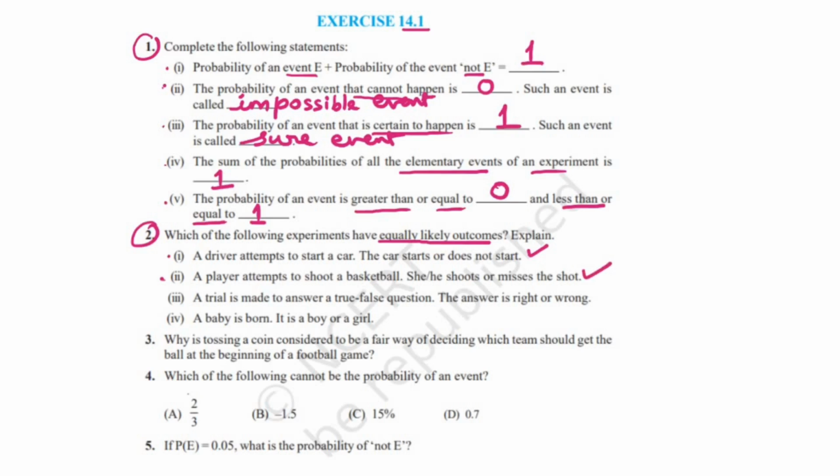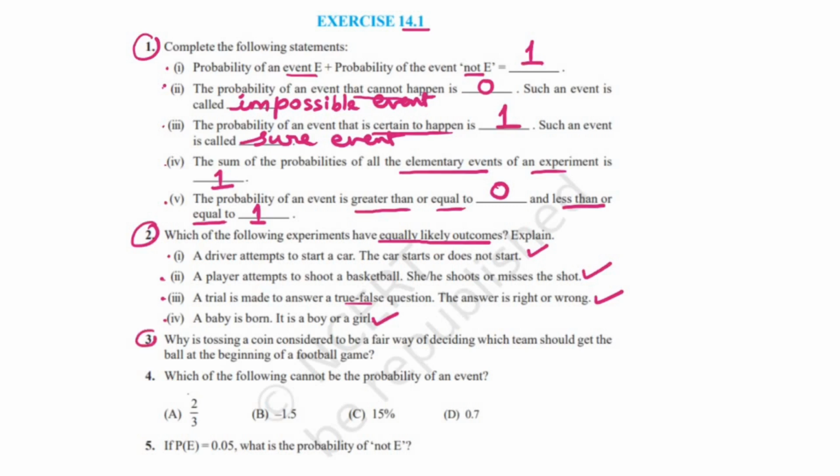That's also equally likely. The third one, a trial is made to answer a true or false question. The answer is right or wrong. That's also true. And then the last one, a baby is born. It is a boy or girl. So when a baby is born, it is equally likely that it is a boy or a girl. So both are equally likely outcomes.